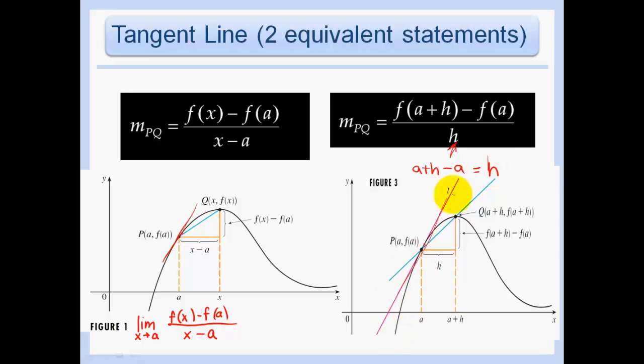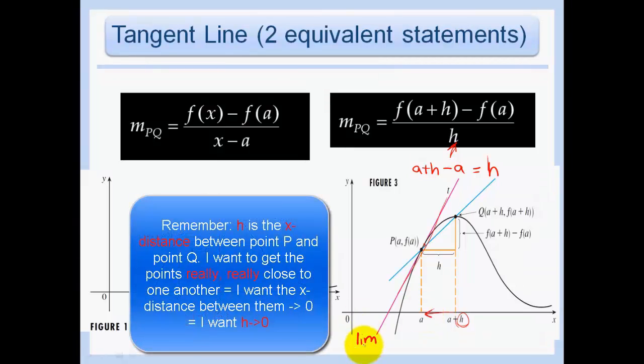Now, in order to approximate this tangent line, what do I want to find? The limit as what? I want my h to get really close to 0, right? Because as my h gets close to 0, I'm pulling the point that way. So in this one, I want my limit as h approaches 0.